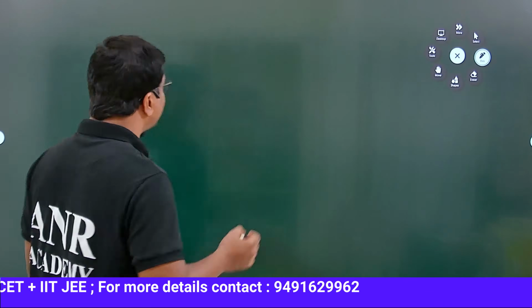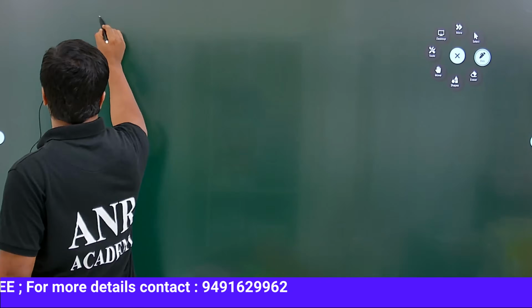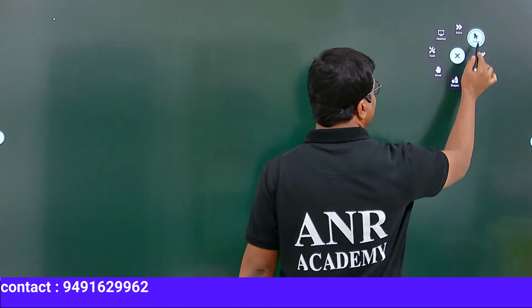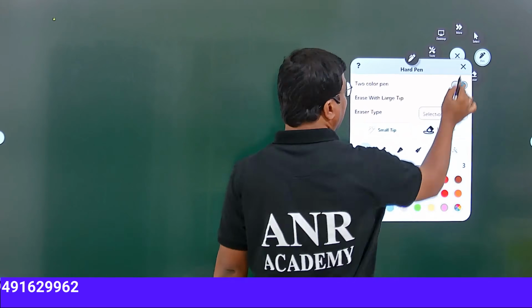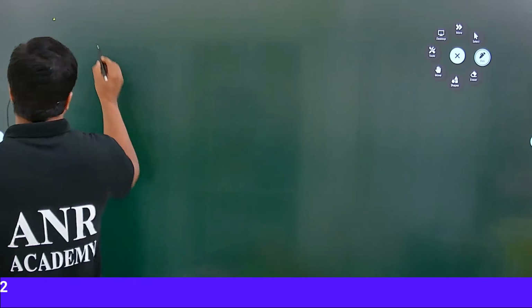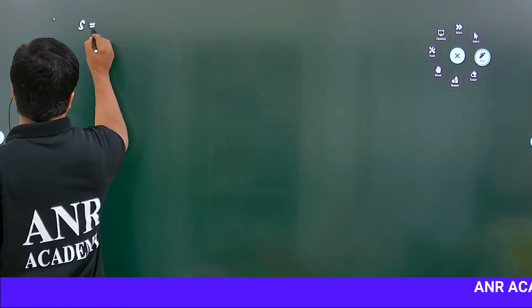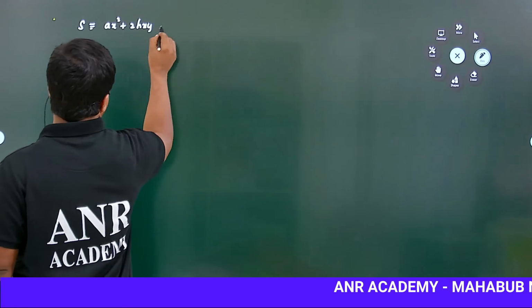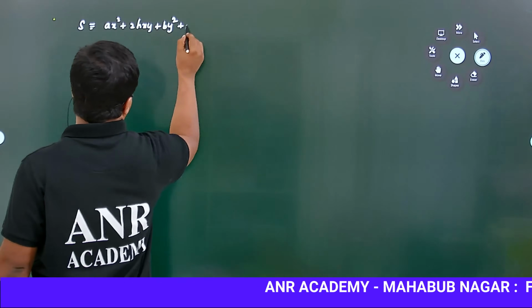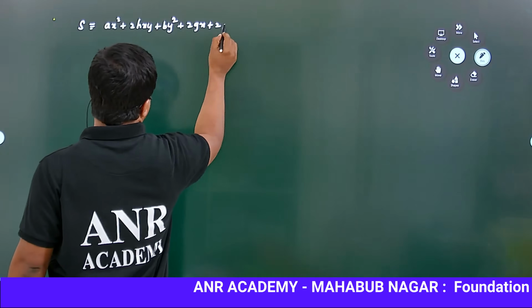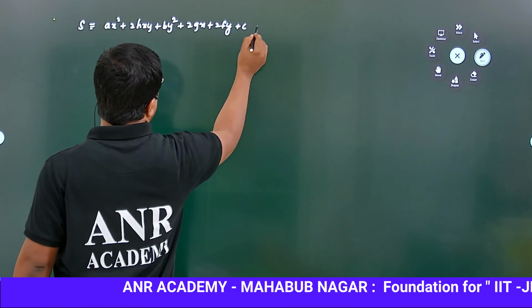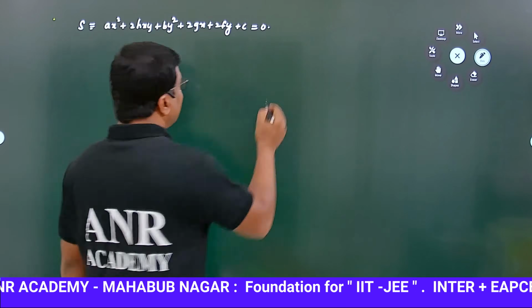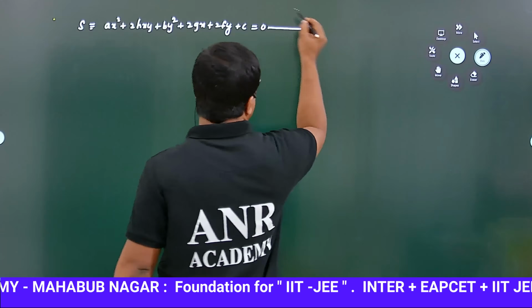We know that the general second degree equation in terms of x, y indicates the equation of a conic, right? And that is S: ax² + 2hxy + by² + 2gx + 2fy + c = 0. This is the equation that indicates the equation of a conic section.